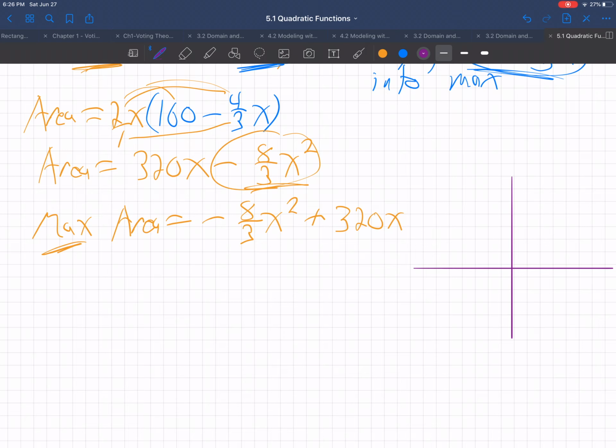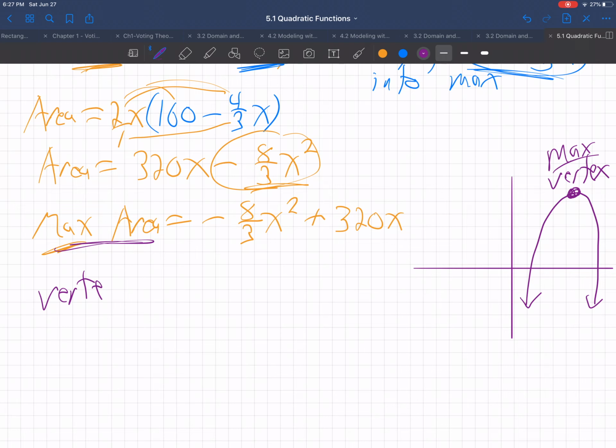What is that? That's a parabola. It's a U shape, and there's a negative in the front, so that means it's going down. So it's some kind of a parabola like this, and its maximum is going to be right there at its vertex, isn't it? So really, when they're saying find the maximum area, they're saying find the vertex.